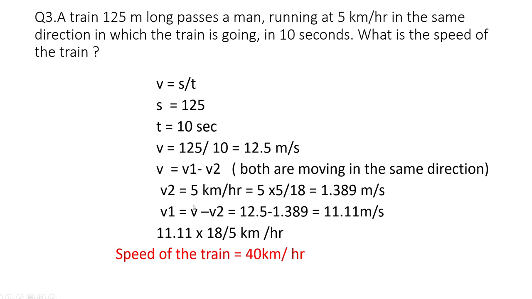So from that we will get V1 is equal to V minus V2, and that's equal to 12.5 minus 1.389, 11.11 meter per second. Now converting that into kilometer per hour, we want to multiply it by 18 by 5. So V1 is equal to 11.11 into 18 by 5 kilometer per hour, or speed of the train is equal to 40 kilometer per hour. So that is the answer.